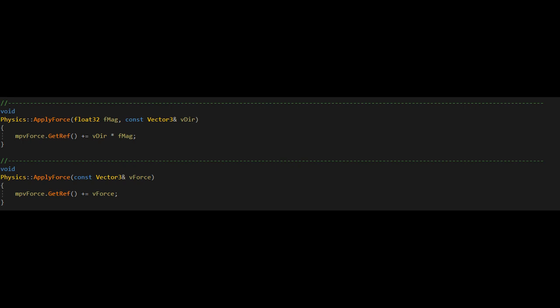The apply force function comes in two versions, one that takes in a magnitude and direction to calculate the force, and another that just takes in the force vector.